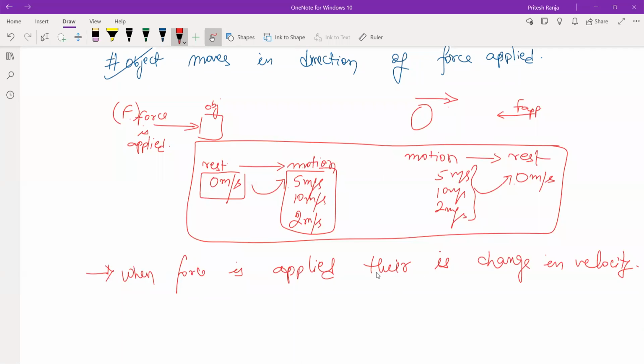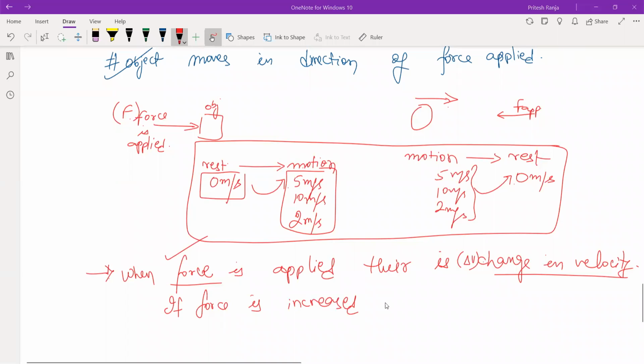So if the force is applied, there is change in velocity. Can you all tell me, if I increase this force, will there be more change in velocity or less change in velocity? If force is increased, change in velocity, which I represent by delta V, will increase. On the other hand, if we decrease the force, the change in velocity will decrease.